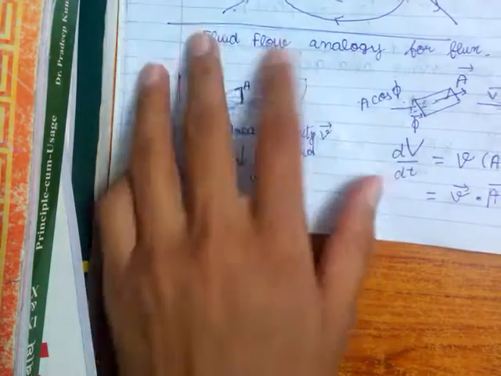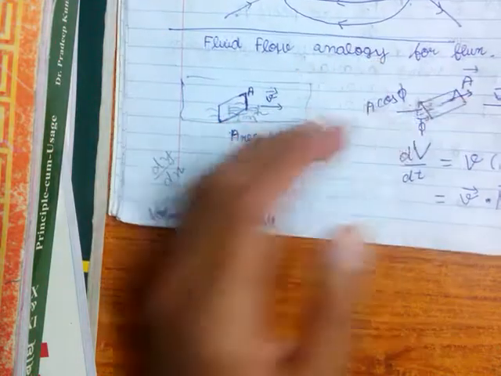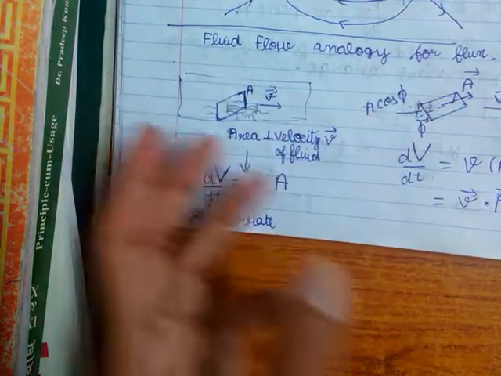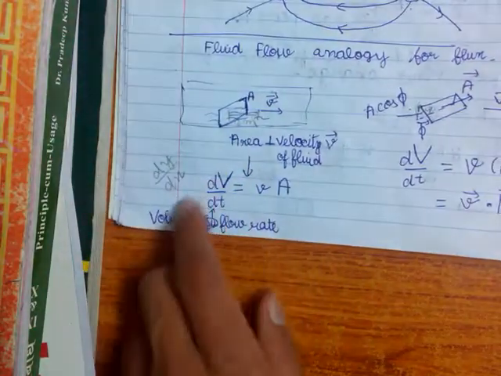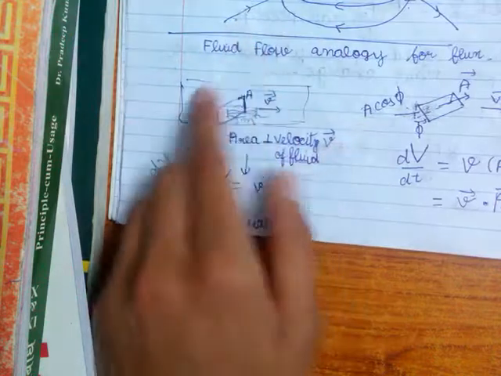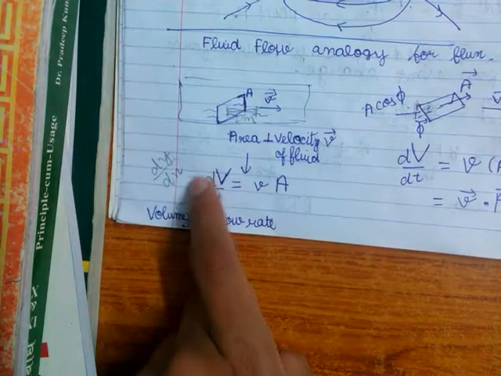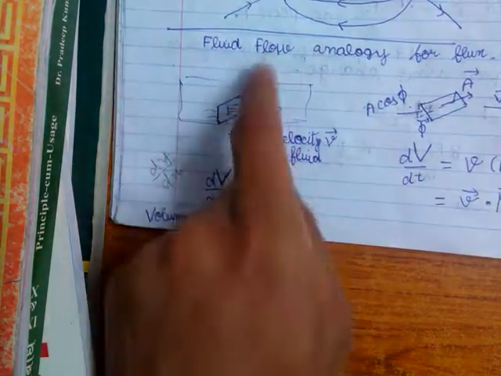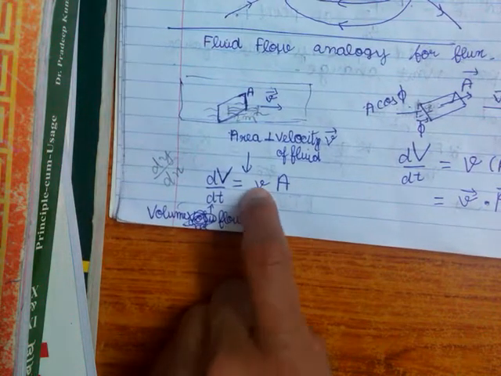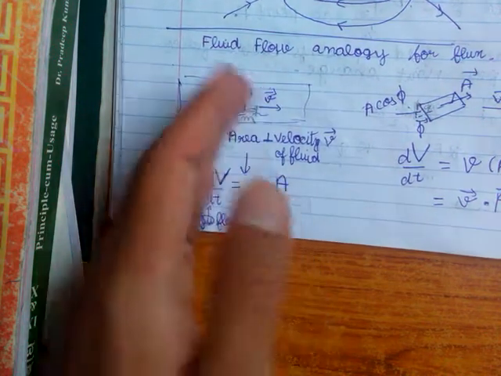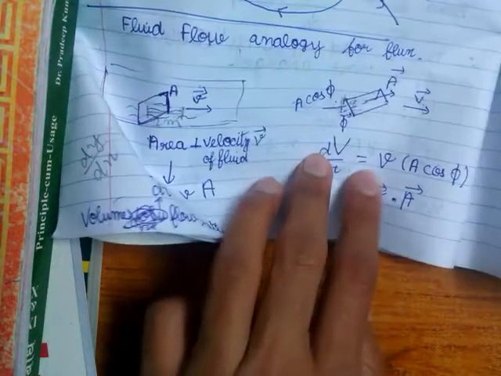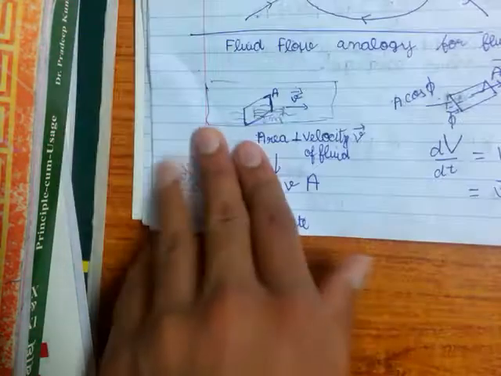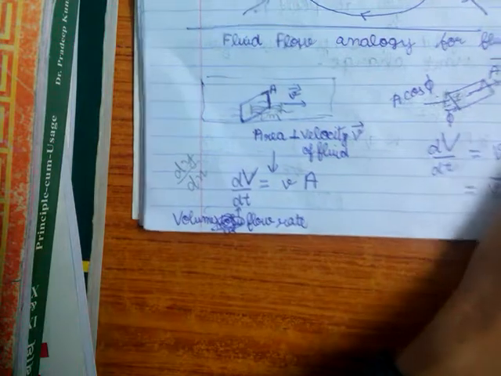Then we considered a fluid flow analogy and said that flux is the rate of flow of something across a surface. When we consider fluid as the flowing substance, we saw that the rate at which the volume flows through the area is equal to the velocity times the area if the area is perpendicular to the velocity, and is equal to V A cos phi when the area is not perpendicular to the velocity. Let's also quickly review how we got these formulas.